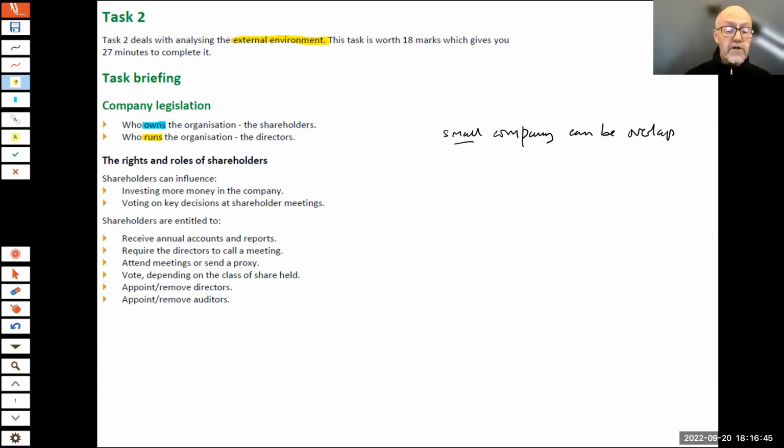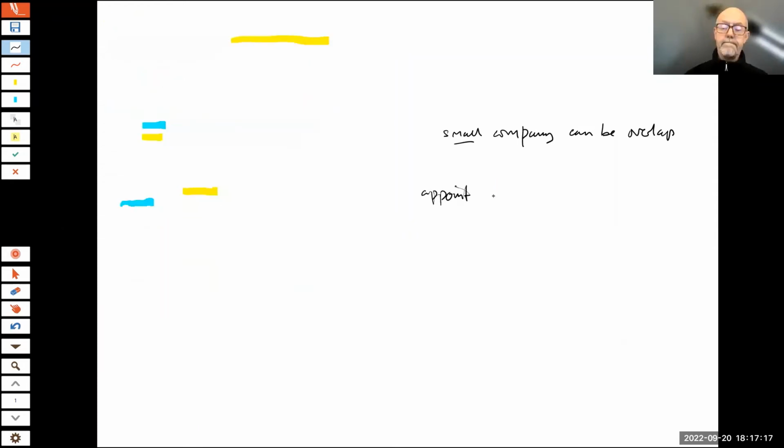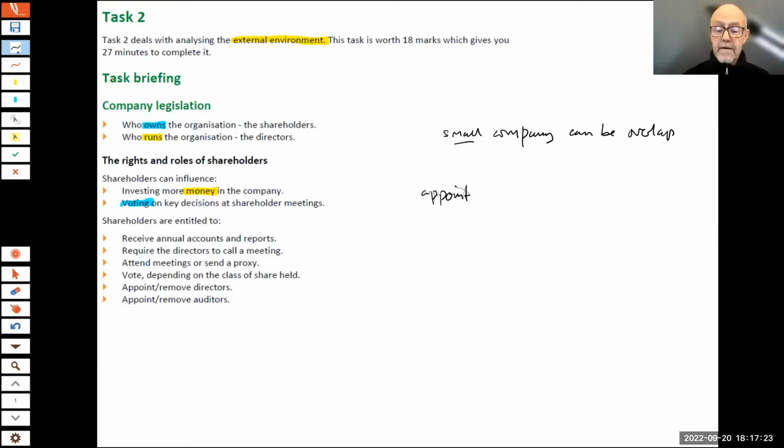What do shareholders do? Yes, first and foremost, they put money in because no business can operate without money. You can't have premises, you can't have machinery, you can't employ staff if you don't have any money. And as we've said, their job is to vote, and the typical decisions that they make will be appointing directors. They vote on appointing directors.